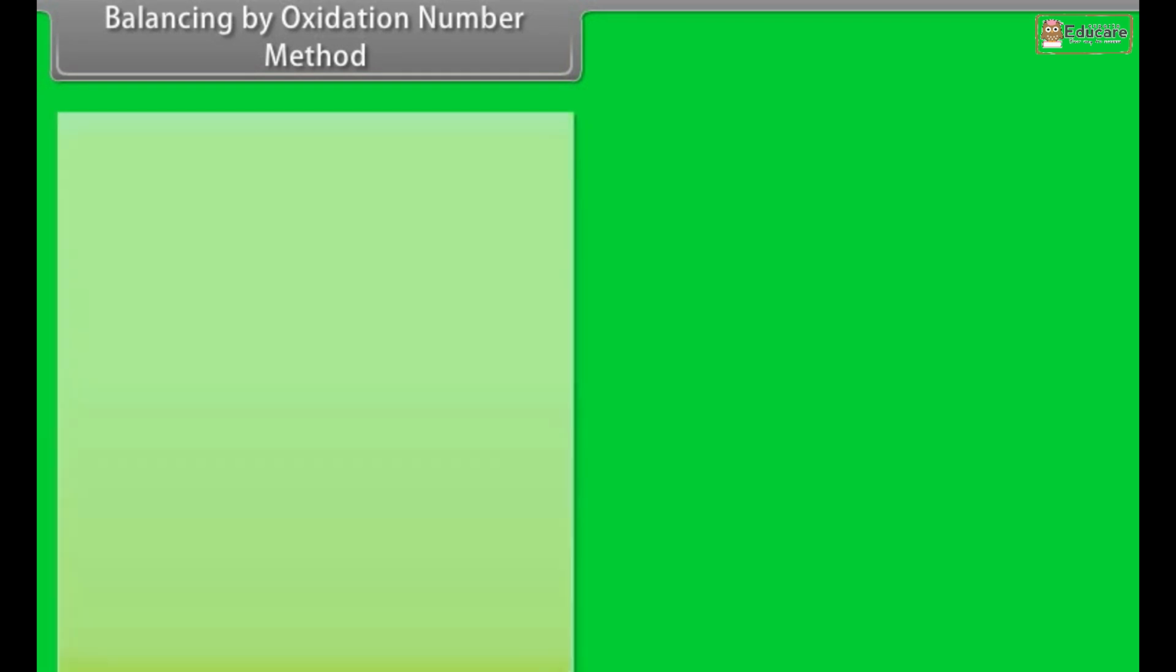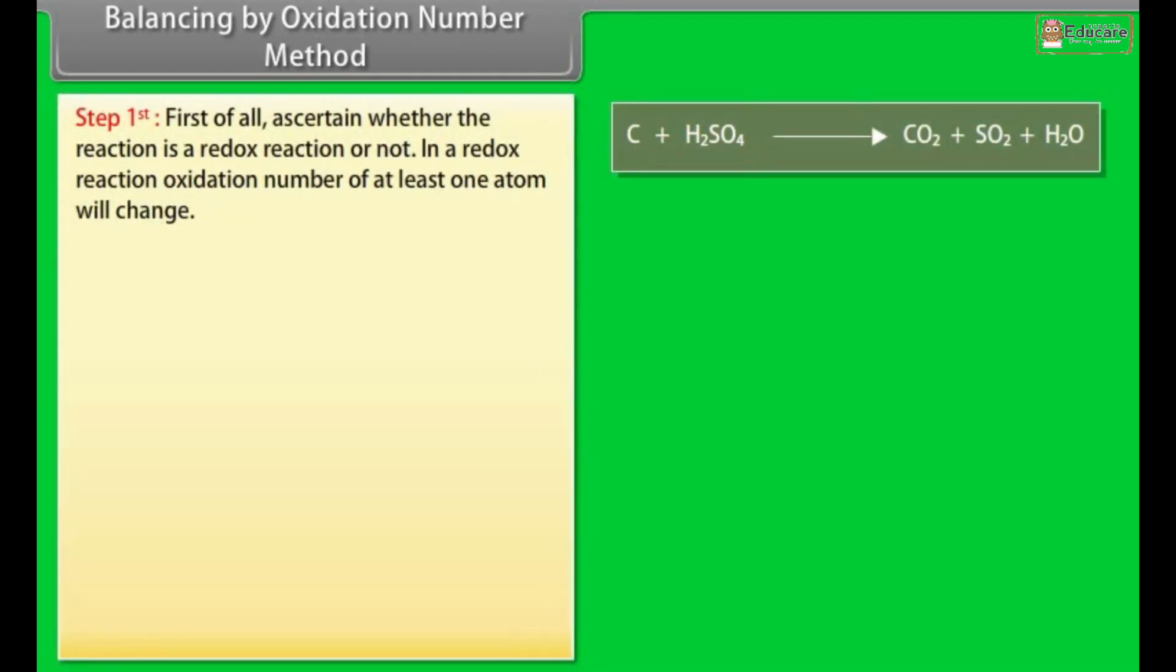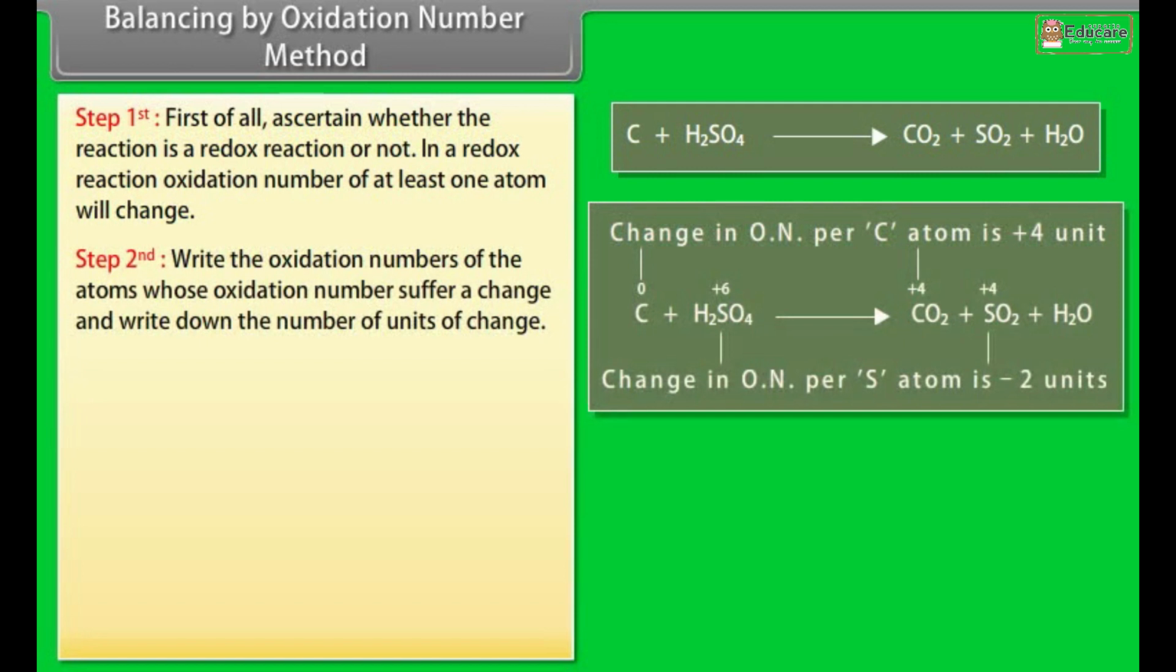Balancing by the oxidation number method. Step first. First of all, ascertain whether the reaction is a redox reaction or not. In a redox reaction, the oxidation number of at least one atom will change. Step second.